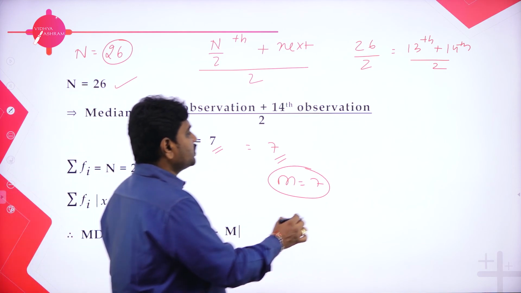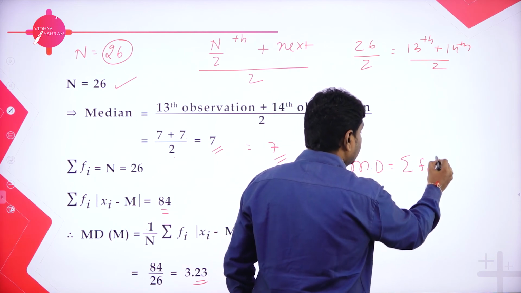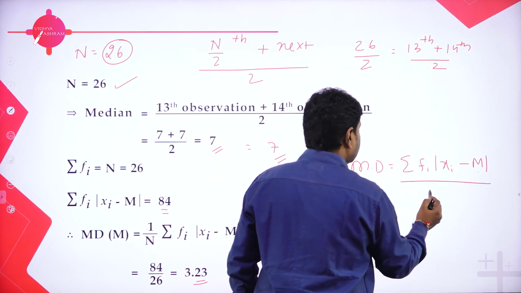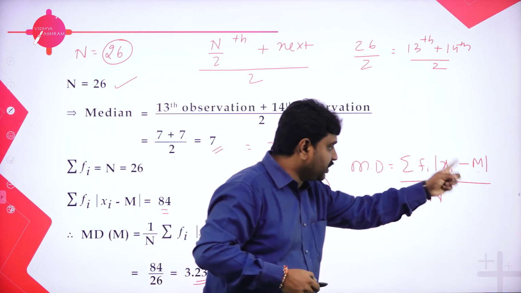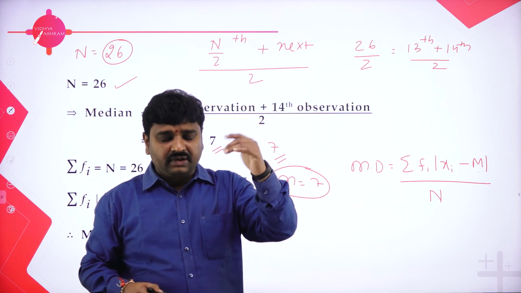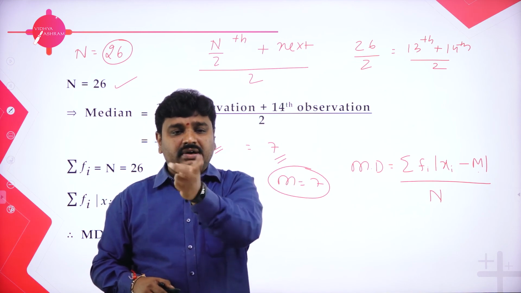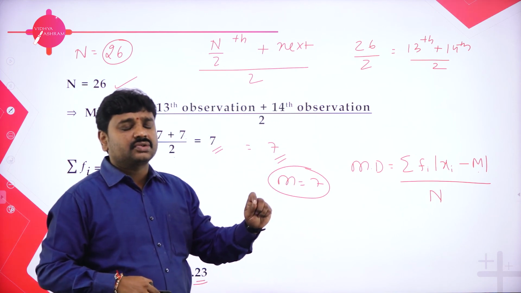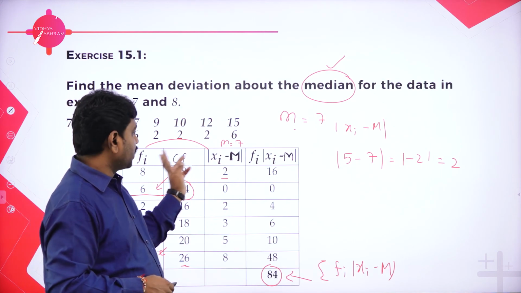So dear students, what is the mean deviation about median? It is sigma fi into modulus of xi minus median, divided by capital N. About mean means here we take x bar, the mean. About median means here we take the median. I hope all of you understood how to calculate the median. If the number of observations is even, you take the n by 2th observation and the next observation, and if you take their average, you will get the median. Each observation you subtract with the median, you will get xi minus M. Then multiply these, you will get this.